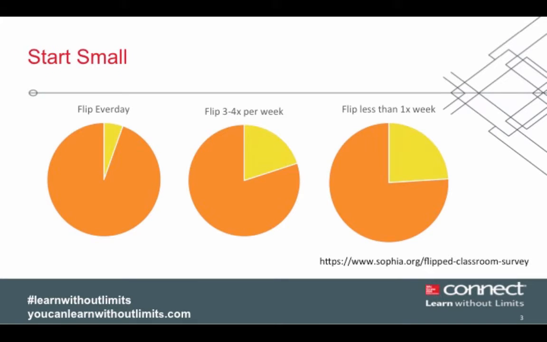First, start small. In 2013, Sophia and the Flip Learning Network conducted an online survey that collected the responses of more than 2,000 teachers over 10 days. They looked at how often teachers flip their classroom, and we can see from the results most teachers flip at least one time a week, others 3 to 4 times per week, and others every day. So with the flipped classroom, you can start small, flipping one class at a time, then perhaps one class every week, and really moving that into a full flip model over time.